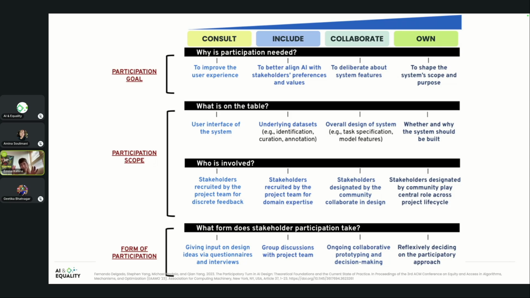So I think these are quite nice examples to really see this dimension. And it's obviously not always distinct; sometimes something is between collaborate and own, or between include and collaborate. So these are not extremely distinct categories, they're more like dimensions. But it gives an idea of how participation or community involvement isn't always the same. There are very different types of it.